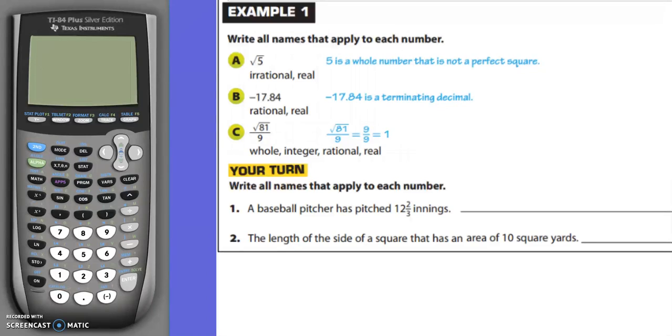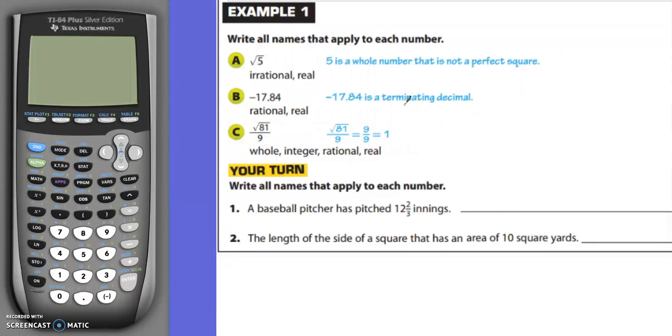The square root of 5. Well, if you take the square root of 5, it cannot be written as a fraction. It's not a perfect square. So we classify it as irrational and a real. Negative 17 and 84/100. This is a terminating decimal, and so it can be written as a fraction, which makes it rational and real. Square root of 81 divided by 9. Well, the square root of 81 is 9. 9 divided by 9 is 1. This can be classified as whole, integer, rational, real.